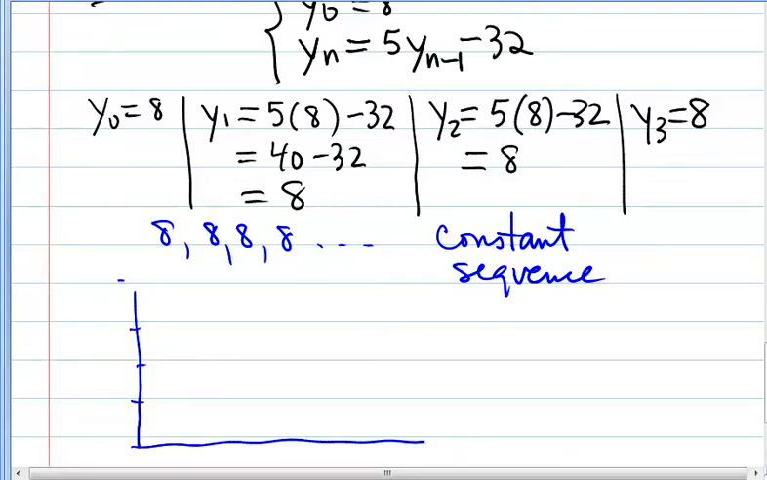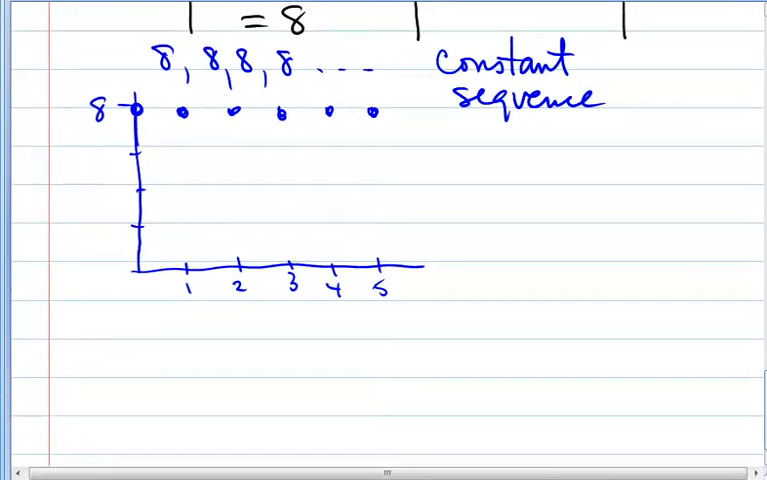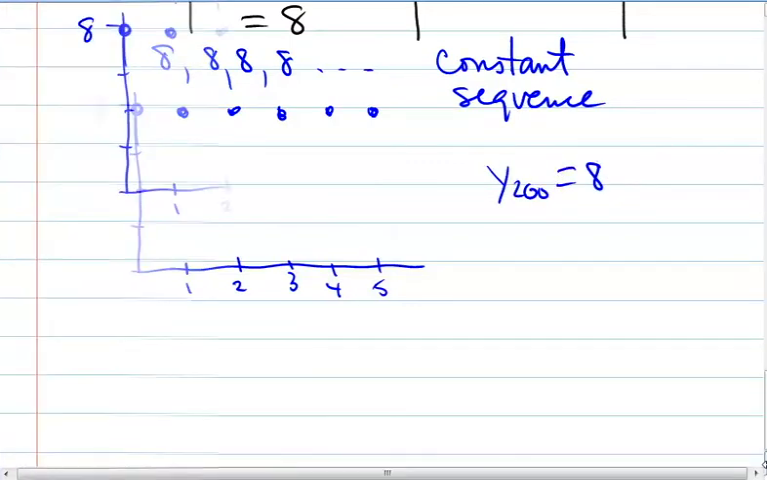2, 4, 6, 8, let's say we go up here. 8 is the first term, 8's the next term, 8's the next term. So we just get this type of graph here. Every term is 8, and that's why it's a flat graph. We can guess what the long-term behavior on this one is. It stays at 8. It doesn't matter if it's y200 or y1,000,000, it's going to be 8.